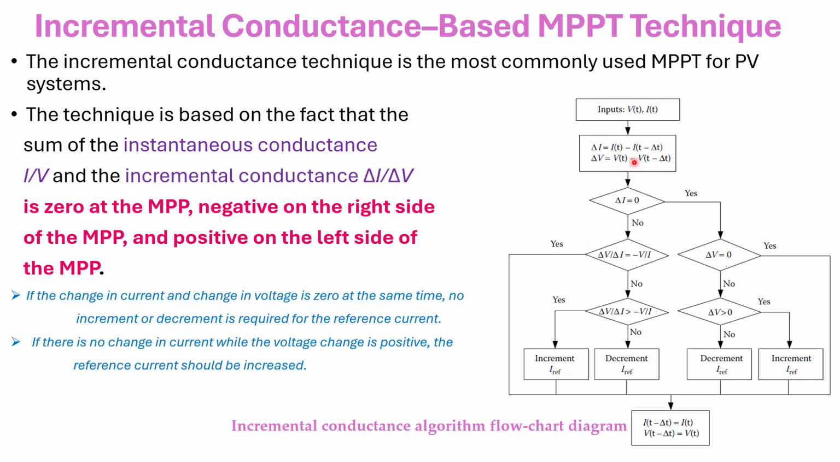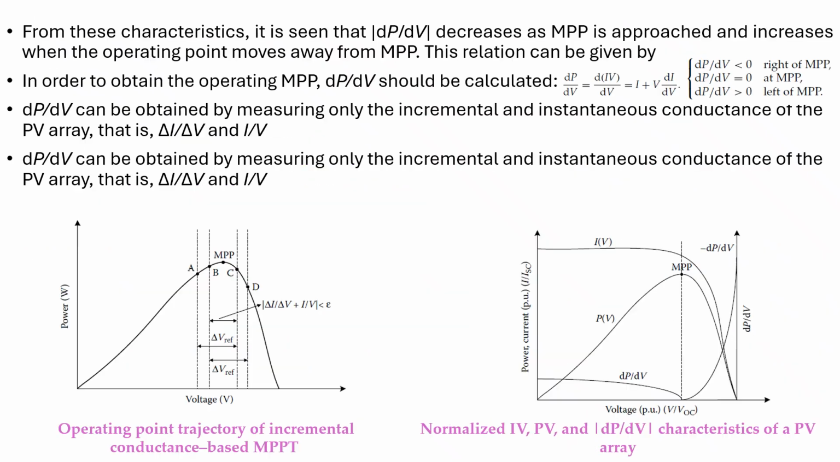So we'll have this value, change in current or voltage, checked whether it is equal to 0 or not. If yes, then we'll check whether the change in voltage is 0. If yes, then we'll go on with this. If not, then we'll check what the difference is. If the change in difference is equal to minus of V by I, then we'll try to increase it. If yes, increment. If no, it is decremented. So again, same here. So this is the incremental conductance algorithm flowchart.